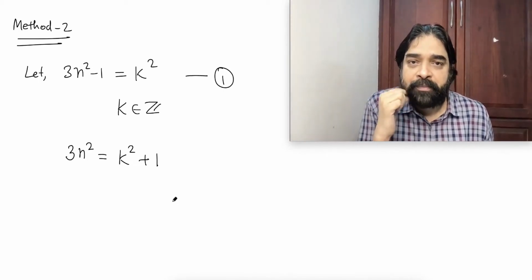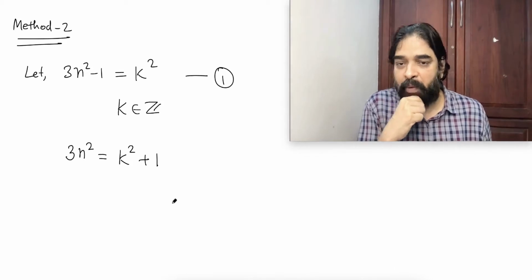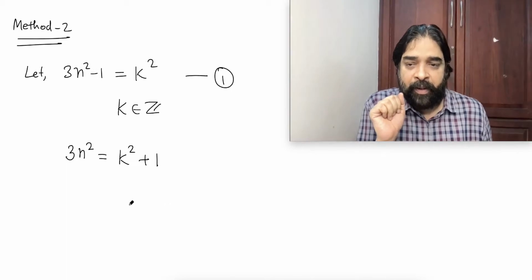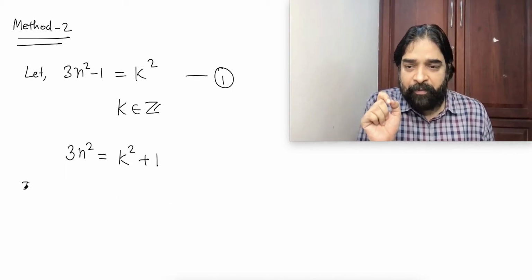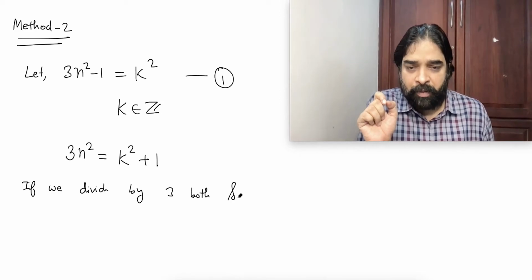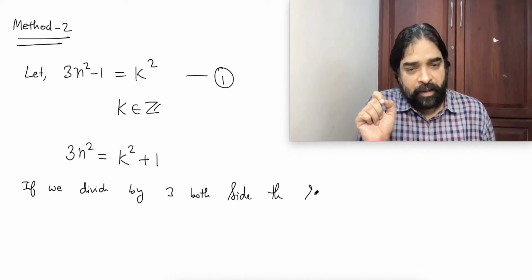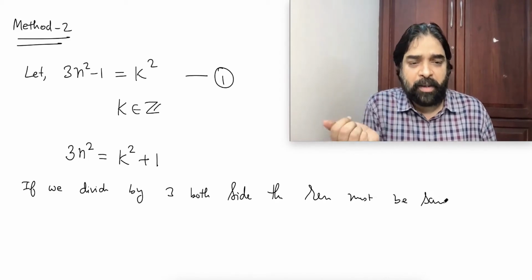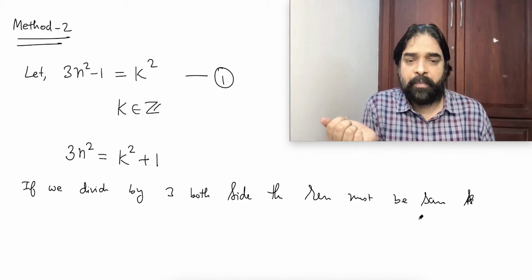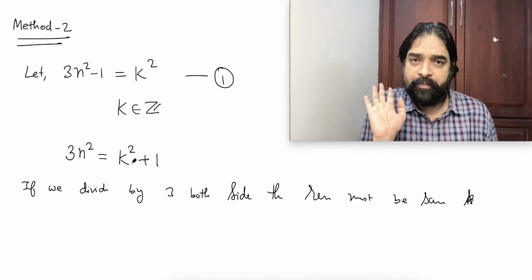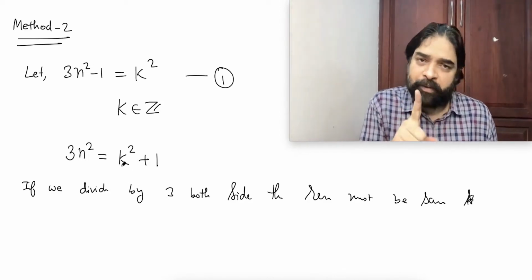Did you understand? Now, think carefully. If we divide by 3 on both sides, then the remainder must be the same on both sides. Yes or no? Why? Because both are the same number. Whatever remainder comes here by dividing by 3, the same remainder has to come here. That is very sure.